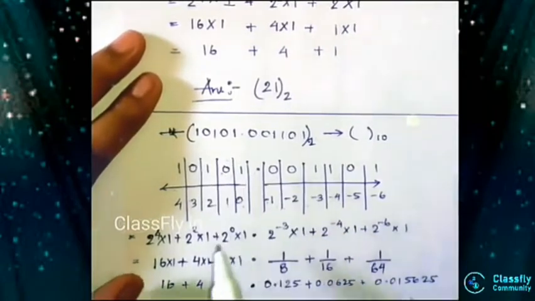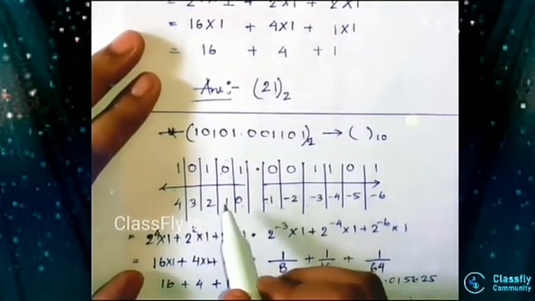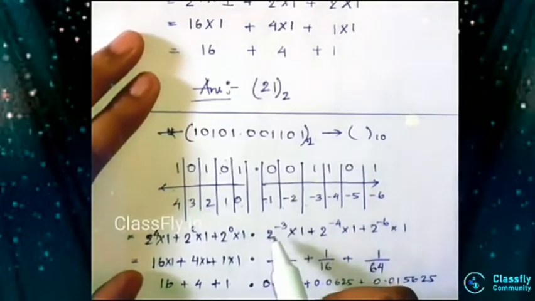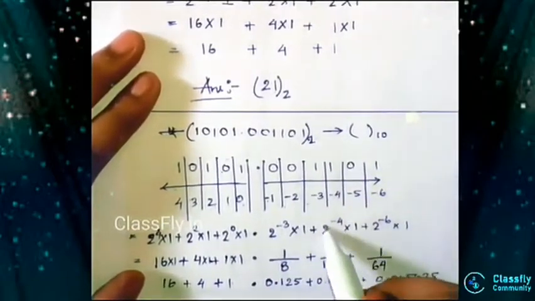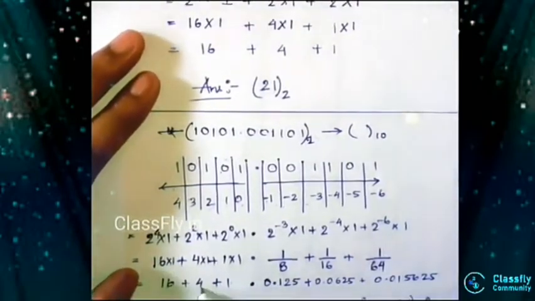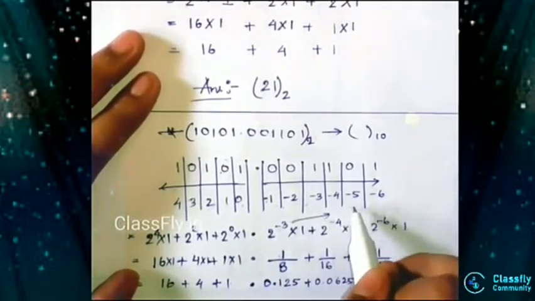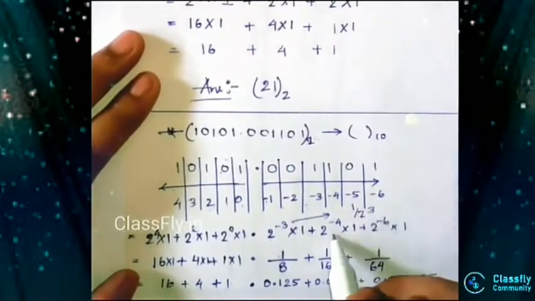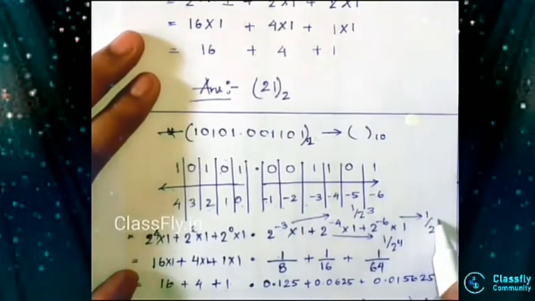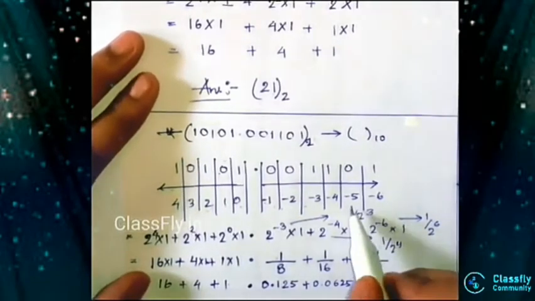For every 1, we will write 1, 1, 1 and the corresponding power. So 2 to the power 4, 2 to the power 2, 2 to the power 0, 2 to the power minus 3, 2 to the power minus 4, 2 to the power minus 6. 16 into 1 is 16, 4 into 1 is 4, 1 into 1 is 1. This is 1 by 8, that is 1 by 2 to the power 3. This is 1 by 2 to the power 4, and this is 1 by 2 to the power 6.